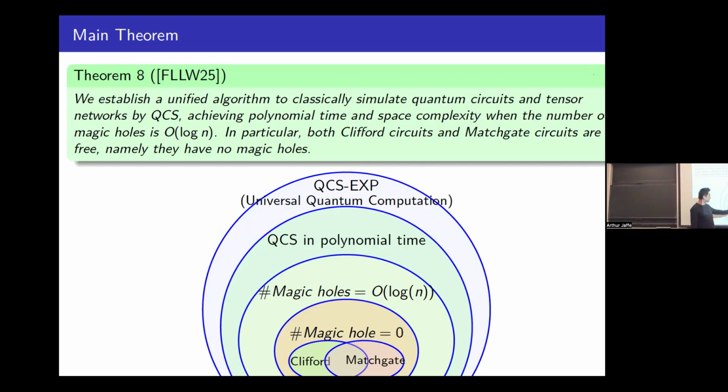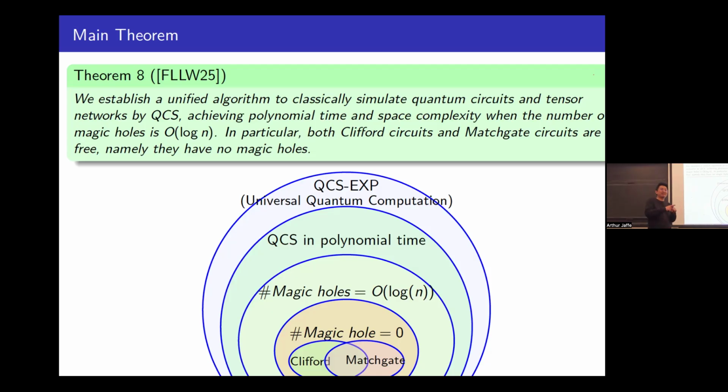And as we mentioned, for Clifford, every hole is Clifford, so everything can be eliminated. So no magic hole. Matchgate, no hole at all. So for both cases, there's no magic hole. So those 2 circuits are free in the theory. So the essential difficulty is the number of magic holes. But actually, the more conceptual way is that it's not just the magic holes, but how the crossings move around the holes. That's the really difficult part.